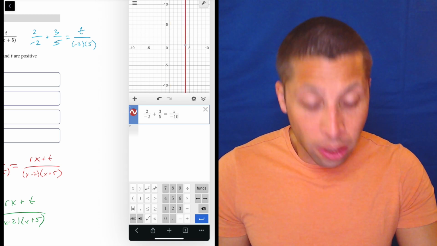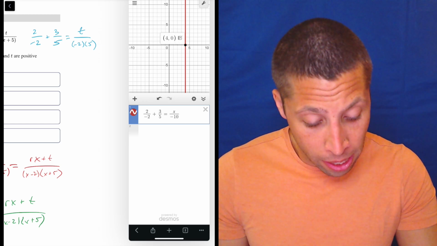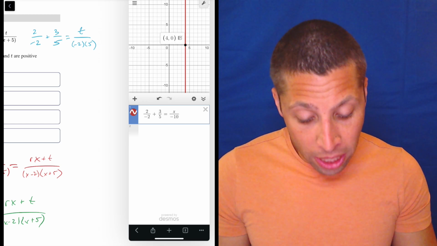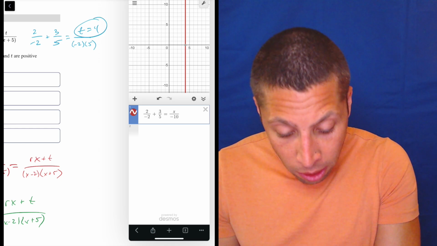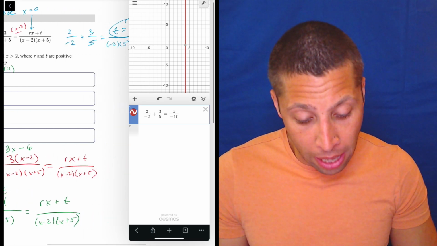I can just see it as a vertical line because basically what Desmos is doing here is solving this equation for me, and it's giving me that x is 4. So t is 4, which is exactly what we found, right? So there you go. That's one part accomplished.